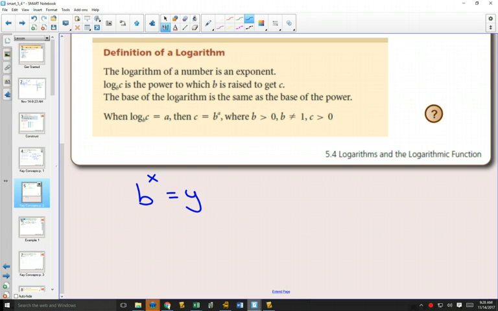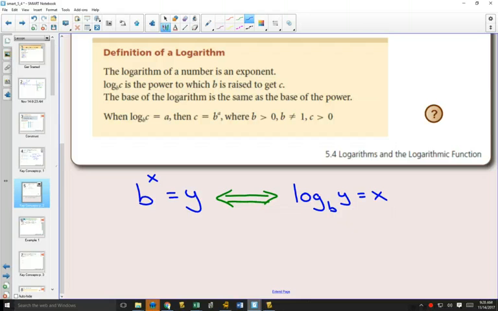If you have b to the x equals y, that's an exponential function. I used b because that's the base, x for the exponent, and y is what it's equal to. It's the same as, if you wanted to write this as a logarithm, the definition of a logarithm says that you have log base b of y equals x. So we can interchange an exponential function with a logarithmic function.